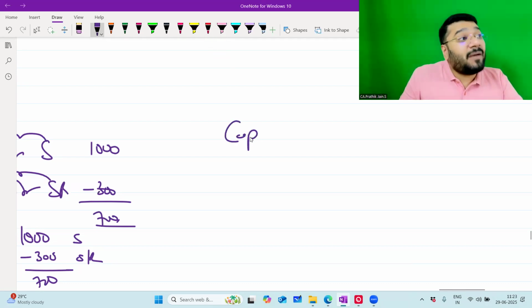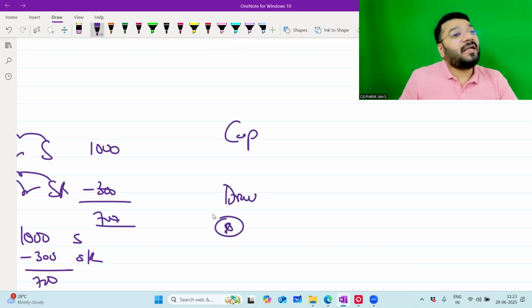When money capital is coming in, capital account. When capital is withdrawn, drawings account. There is one exception to this, which I'll tell only in 12th standard, not in 11th. When you do partnership, fundamentals of partnership, there we have both drawings in capital and drawings in profit. That time the rule will slightly change. But now let's not complicate, let's keep it very simple.